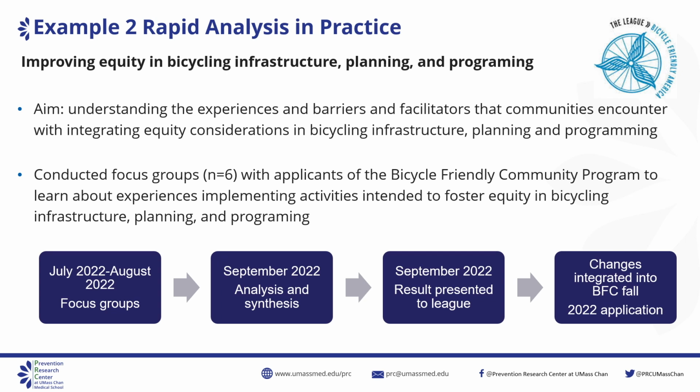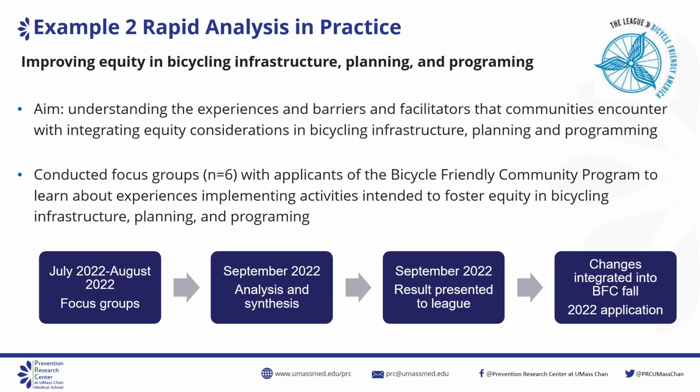Thanks, Grace. So I'm going to go into a second example. This example is from work that we did through the Physical Activity Policy Research and Evaluation Network, or PAPRN, through the PRC. And we did this in partnership with the League of American Bicyclists, so more of a community partner. The League has a program called Bicycle Friendly Communities. And this program provides a roadmap for improving conditions for cycling and guidance to help make communities more bikeable.